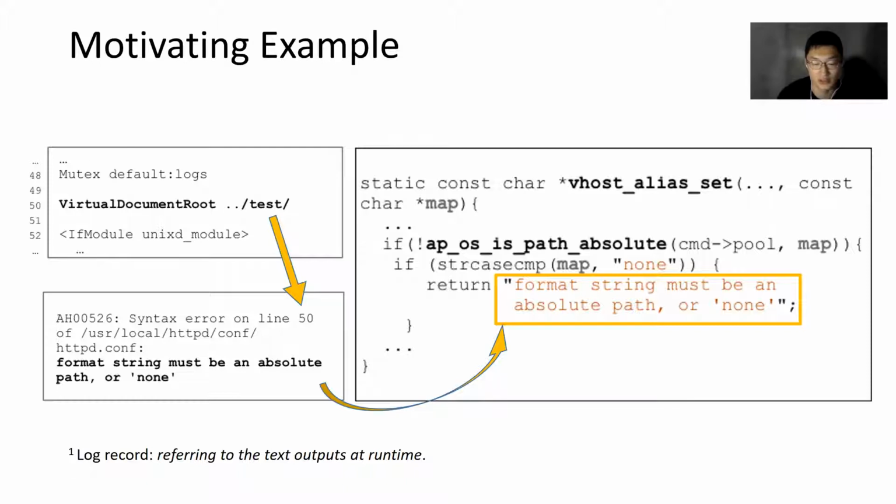As the motivating example shows, the constraint of the option virtual document root is clearly defined in the string of the return statement, but it is difficult to infer by traditional static analysis methods since it doesn't match any predefined code patterns.